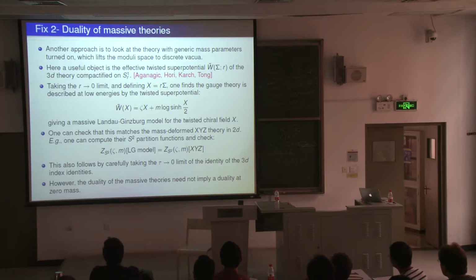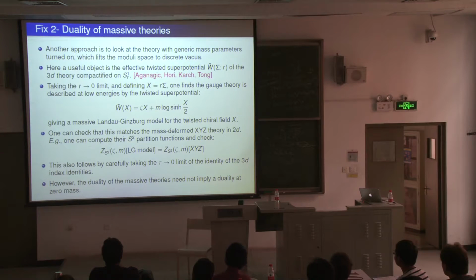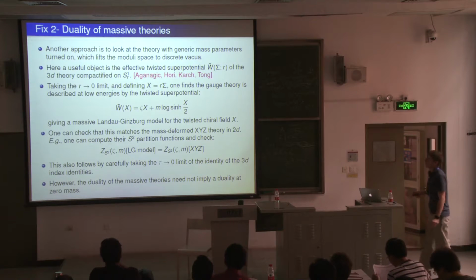For example, the twisted chiral rings match, and their S2 partition functions, which can be computed in terms of this information, also match. This also follows by, again, carefully taking this limit of the 3D index identities. However, it appears that there's no way to consistently take these masses to 0 and get a duality of CFTs in 2D. So this seems to be the best that we can do in this case.